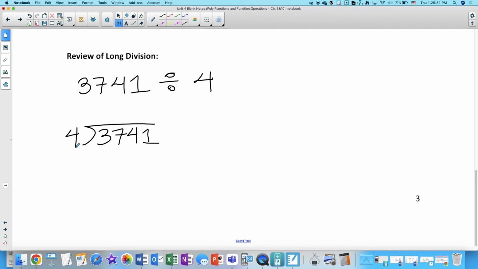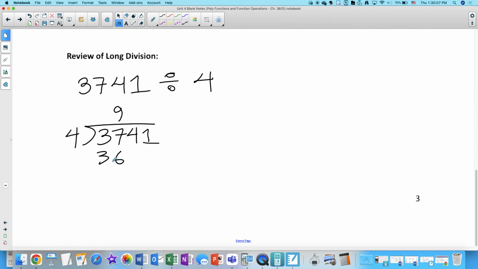Okay, so where do I start? Does 4 go into 3? No, so I go on to the next one. Does 4 go into 37? How many times? 9. There you go. Then what? 9 times 4 is 36. So where do I put that? And then we subtract. So that's 1.